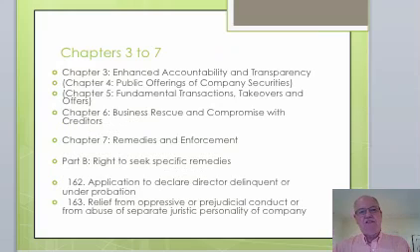Then when you get to chapters 3 to 7, this we can take quite quickly. Chapter 3, enhanced accountability and transparency, will probably not apply in most cases. Chapters 4 and 5 definitely don't apply. No HOA is going to be making public offerings. It can't. It doesn't have company securities. It won't be entering into fundamental transactions, takeovers, mergers, that sort of thing. So there's a huge swathe of the Act in these chapters that you don't have to worry too much about.